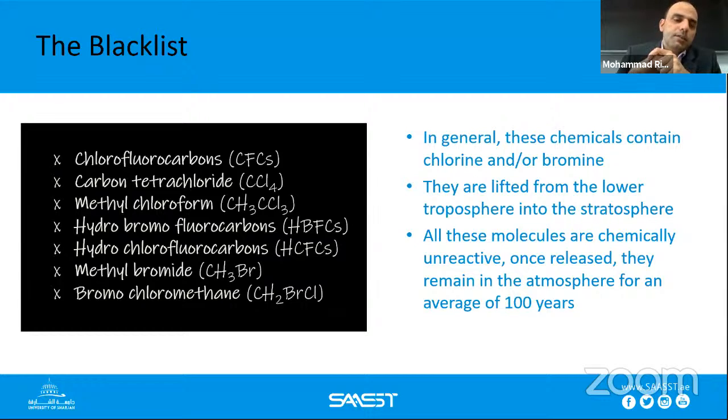Now let's talk about the enemies of the ozone layer. The ozone layer, as we said, partially blocks the UV, the high energy UV photons that come from the sun. But there are a lot of enemies. These enemies are produced by our civilization, by our machines and refrigerators and air conditioners and every man-made instrument, or some of the man-made instruments.